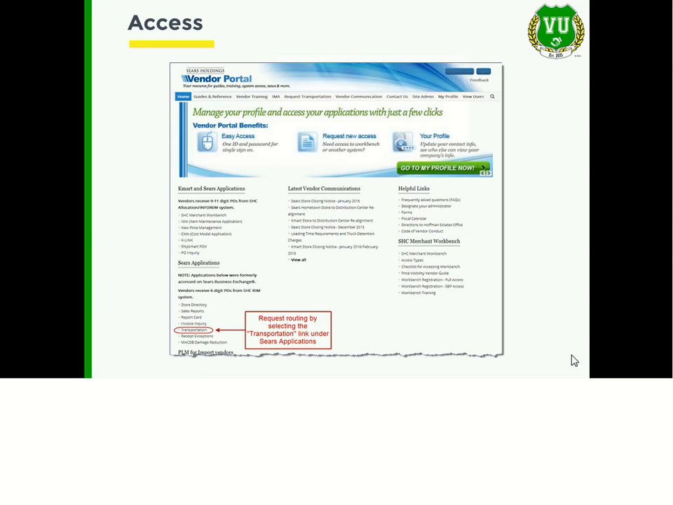When you log on to the vendor portal, you'll get this landing page, and on the left side of your page, you'll see the Sears application link and then subsequent links below. You'll want to click on the transportation link when starting your request for transportation.